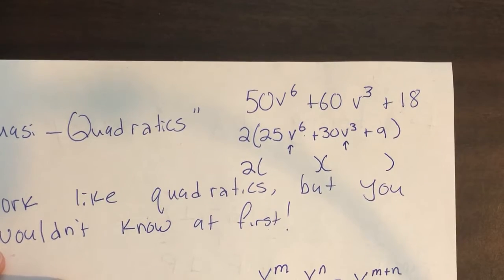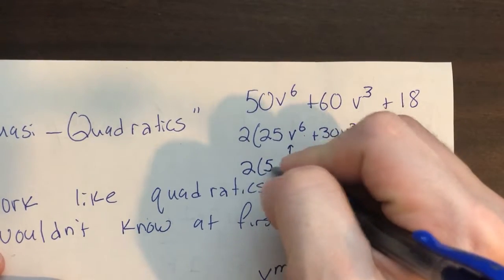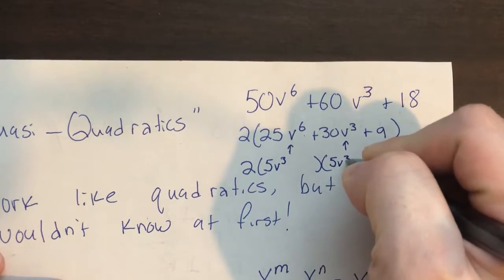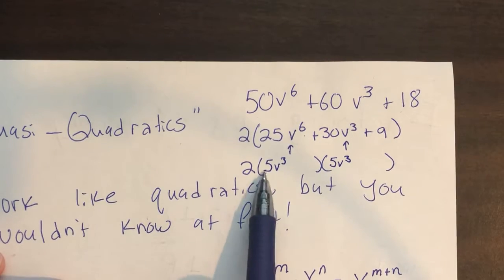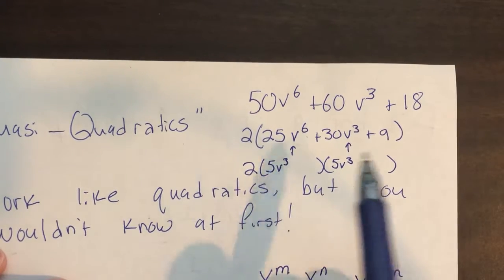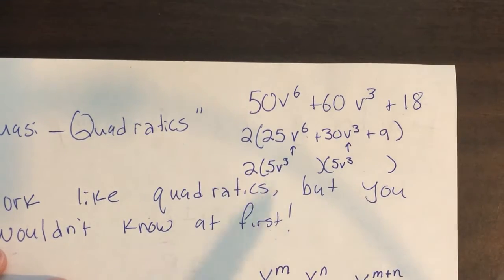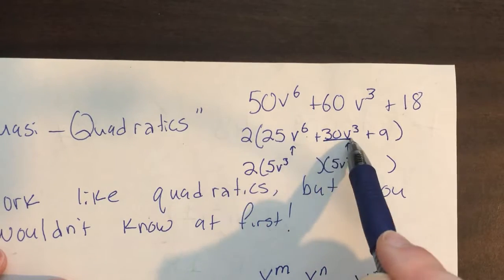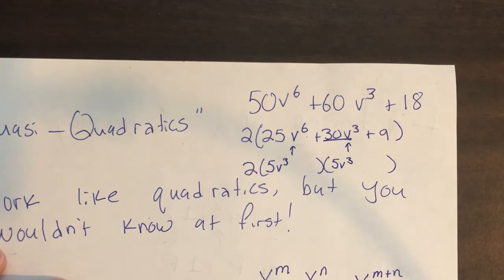All right. So I need 25v to the 6. So a good guess here would be 5v cubed and 5v cubed. Okay? And the reason I say that is because 5 times 5 giving me 25. V cubed times v cubed give me v to the 6. Now, if you went 25 and 1, okay. Only thing is, remember, when you add the v cubes, you're going to shoot way over 30. That's the problem you're going to run into.